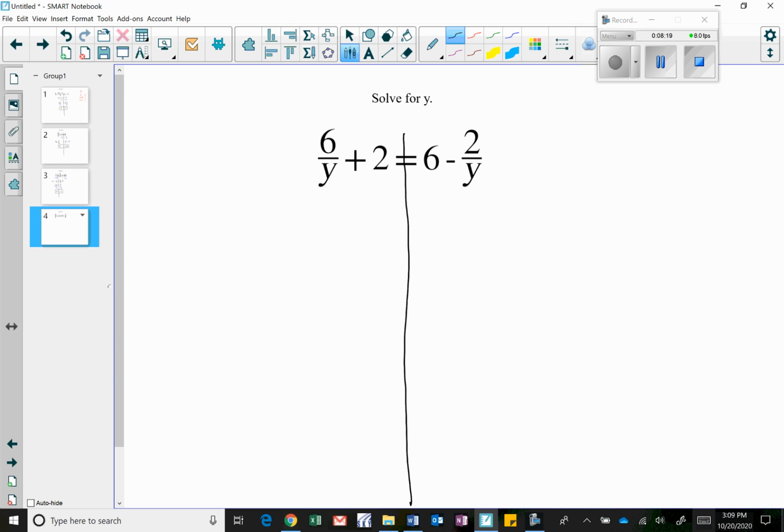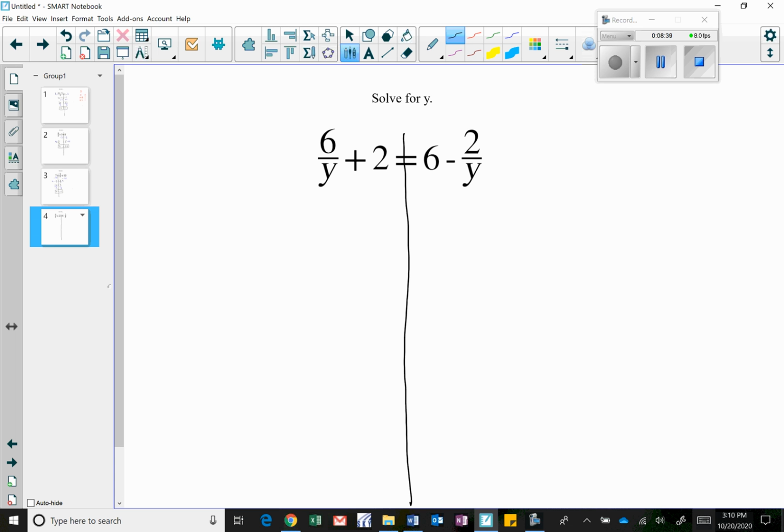Let's see. So this one, I have a 6 divided by y plus 2, and that equals 6 minus 2 divided by y. This looks very, very messy. I see I have y's on both sides of the equation, and I have constants, the 2 and the 6, on both sides as well.